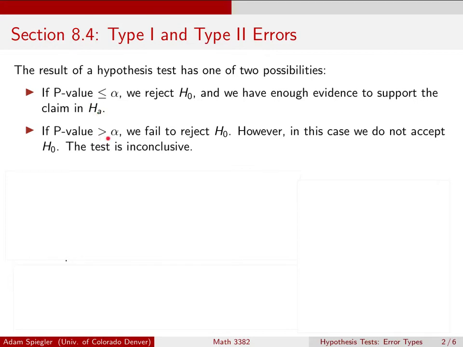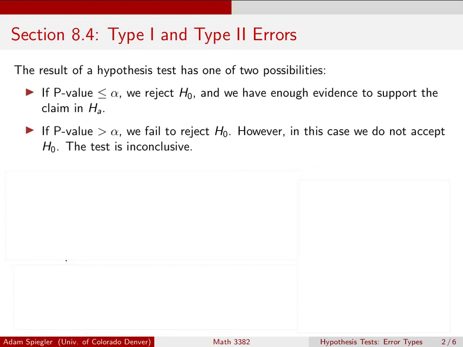If the p-value is bigger than alpha, this is a case where the test is statistically insignificant. And in those cases, we don't accept the null hypothesis, rather we fail to reject the null hypothesis. So that's a slightly weaker statement. And so we don't reject H0, we don't say that H0 is true. This would be the situation where the test is actually inconclusive.